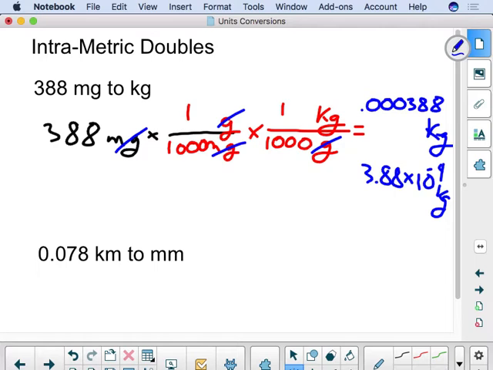But isn't it just 38.8? Isn't it 38.8 kilograms? No. Because it should be this other 0.0038. Yeah, it's pretty cool.